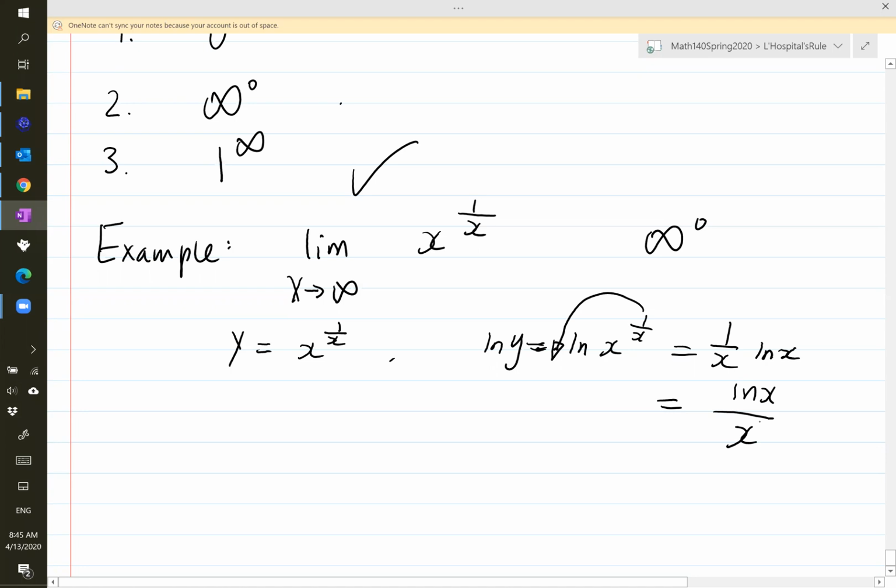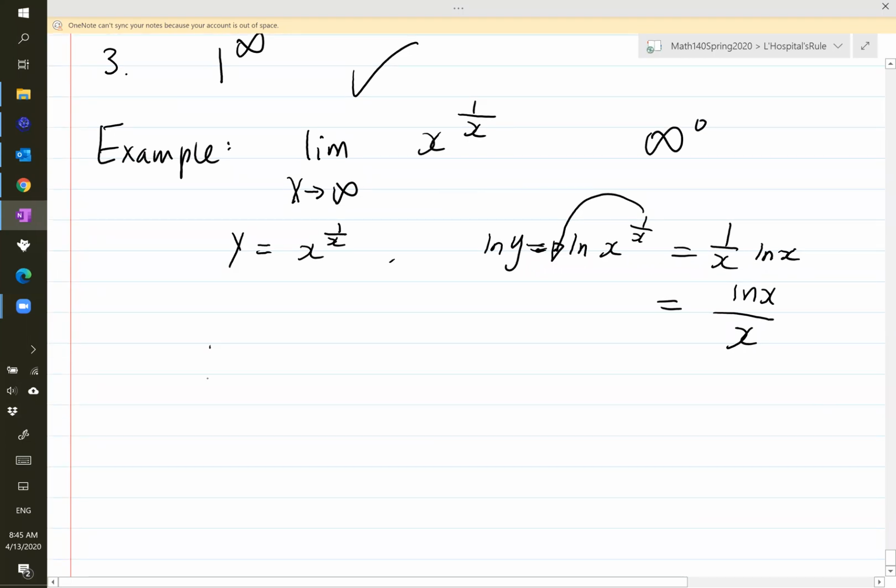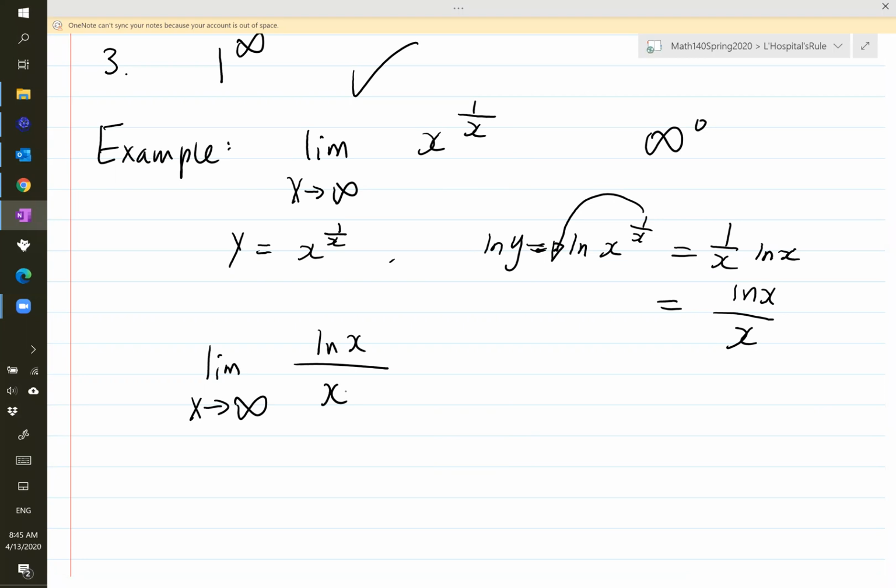Now you see this is a fraction. This is a product, and then we make this thing a fraction easily. Then we have this limit as x approaches infinity of ln x over x. We did this example, remember? Ln x is smaller than any polynomial. Ln x increases really slowly, and it's dominated by every polynomial of positive degree, okay? So this limit is 0.